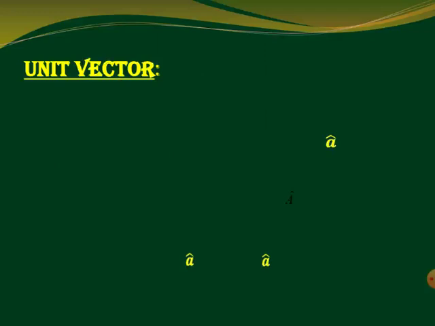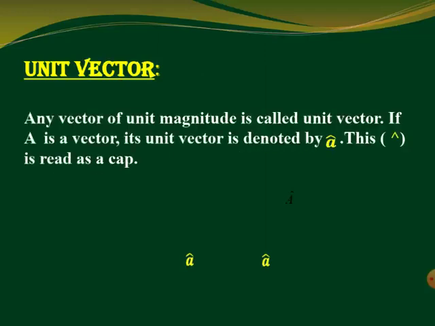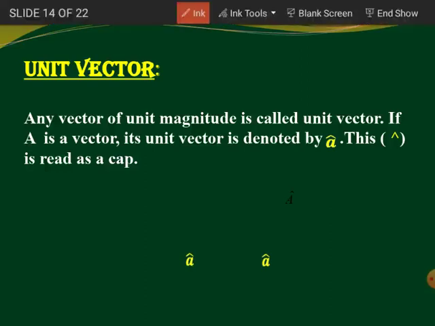As I told you, a unit vector is a vector whose magnitude is unity, that means whose magnitude is 1. That is known as a unit vector. So how to represent a unit vector? Let's see. If a is a vector, for example, if small a is a vector like this, then its unit vector will be represented by a cap. We call this a cap.